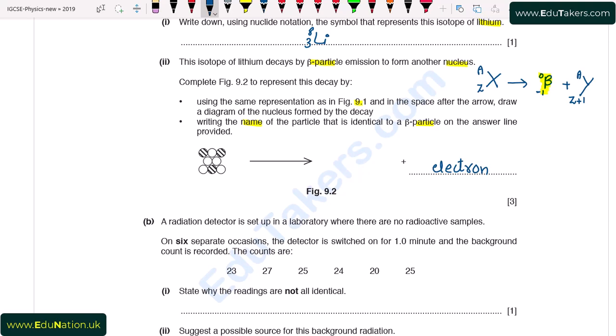Secondly, we have to decay this element by beta emission and then it changes into another element. We also have to draw the structure of another element. Here we can count that the total number of protons are 3 while the total number of neutrons are 5. As the beta particle is actually an electron and on the left hand side we can see that there is no electron, how is it possible that this element decays by beta emission and gives out an electron?